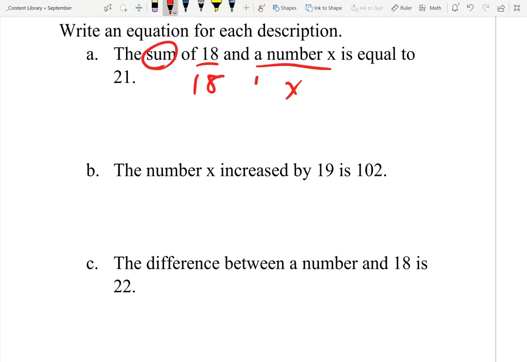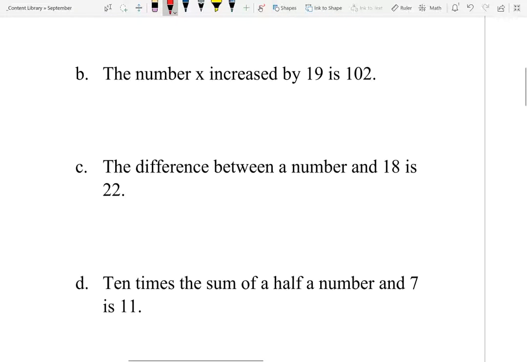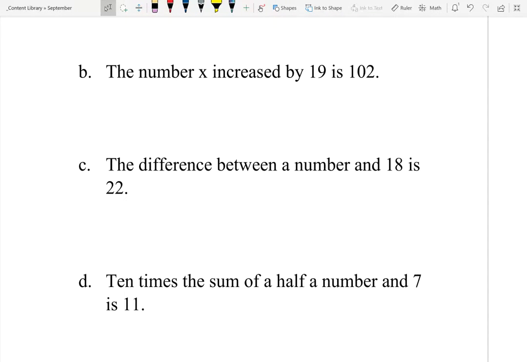So since it's sum, it means we're adding 18 and x. So 18 plus x is equal to 21. That's the equation. That's what we're writing. So that's the answer for A. B, a number x is increased by 19. Or a number x increased by 19 is 102.